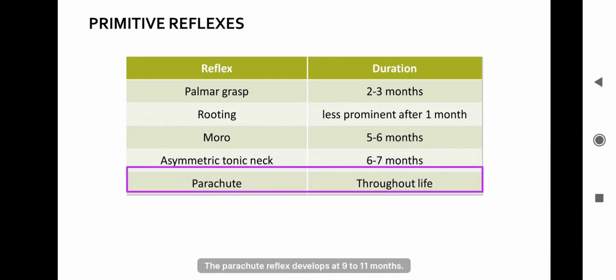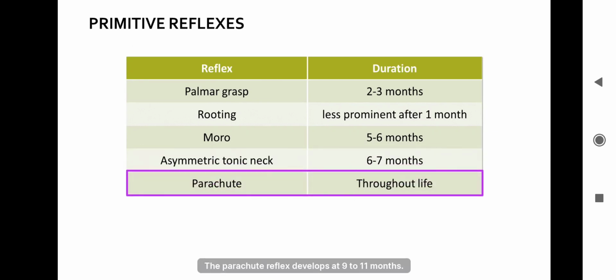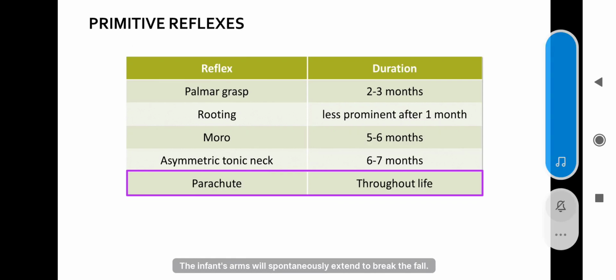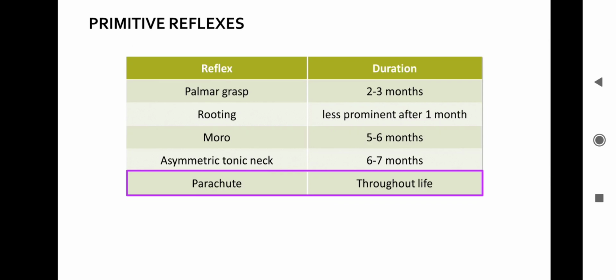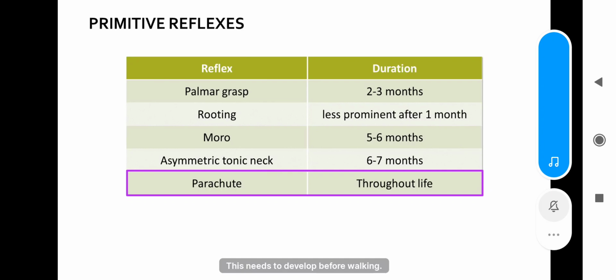The parachute reflex develops at 9 to 11 months. It is elicited by holding the infant's trunk with the infant facing the ground, then suddenly lowering the infant towards the ground. The infant's arms will spontaneously extend to break the fall. This needs to develop before walking.